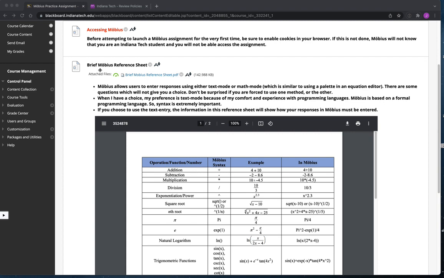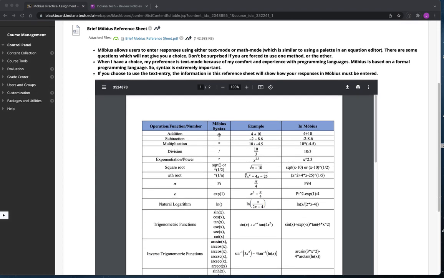The second item is just a reference sheet that gives you some of the syntax that we're actually going to discuss shortly here in our video. It's not really a cheat sheet. I mean, it's a reference sheet that you can have to see how to enter certain things. The way you would write math or the way that math is printed in a textbook is different from one of the ways you can enter things in the system that we call Mobius, right?